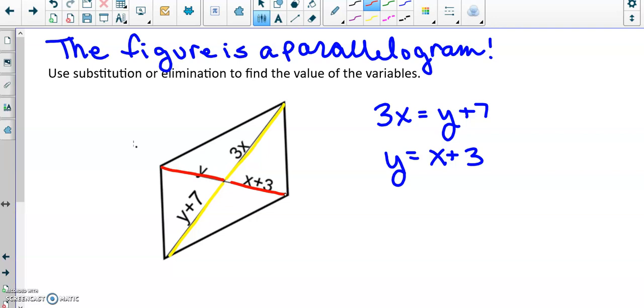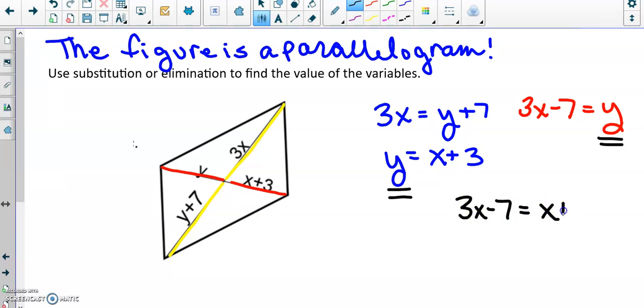One option is to solve both equations for y. So this top one, we could take this 7 and move it to the other side. So that would be 3x minus 7 equals y. So now we have this equation that's equal to y and this equation that's equal to y. So if they're both equal to y, then they have to be equal to each other. So 3x minus 7 equals x plus 3.